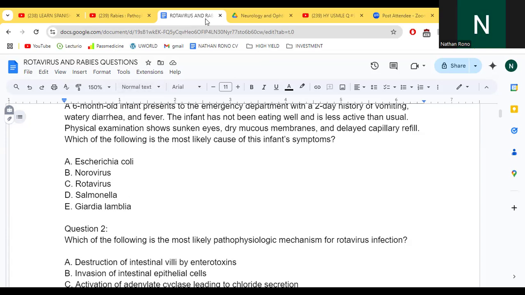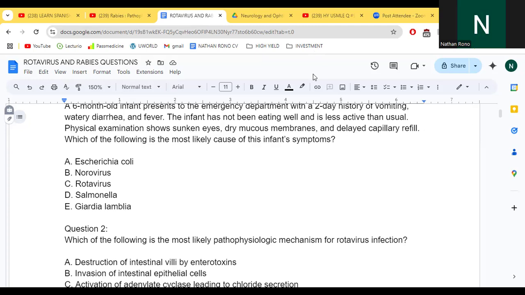So here the answer is, someone is asking, what is the significance of sunken eyes? So sunken eyes is a physical examination that shows that you are dehydrated, okay? So sunken eyes, dry mucous membrane, and delayed cup refill. All these 3 physical examinations are signs of dehydration, okay? So you see the examiner can phrase, or the examiner can tell you the patient seemed dehydrated. So these are the examination findings of dehydration, okay?